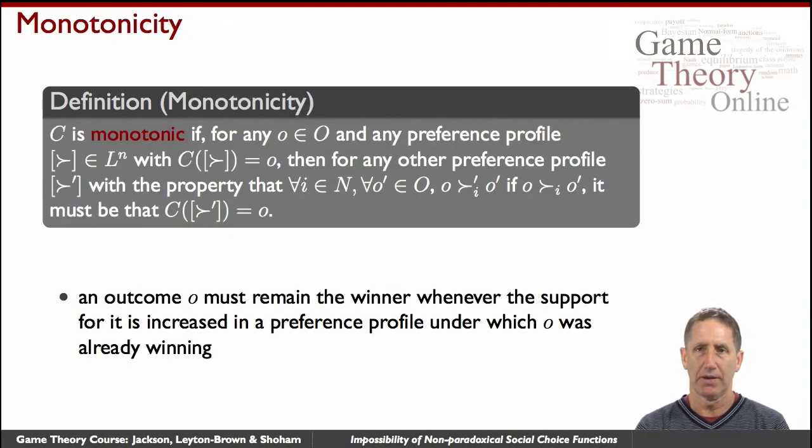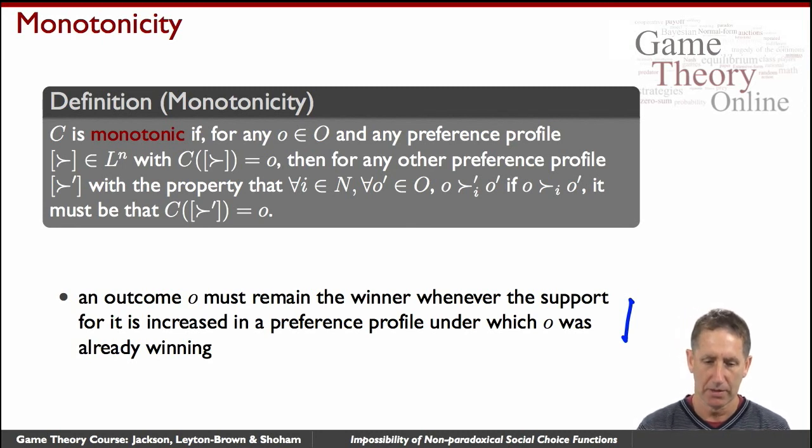In place of independence of irrelevant alternatives, we'll have the notion of monotonicity. And informally, as is written here at the bottom, it says that if you have a winner, and we increase the support for that candidate, they would still remain a winner.